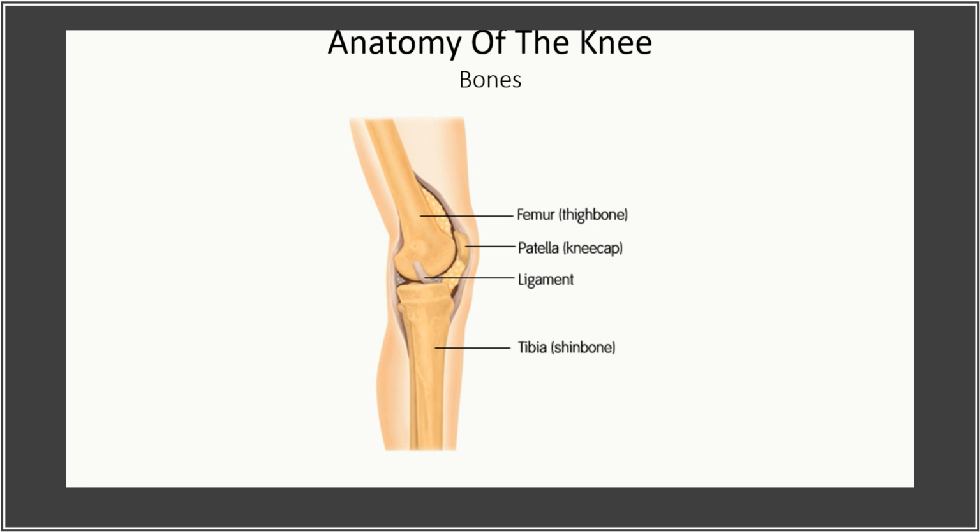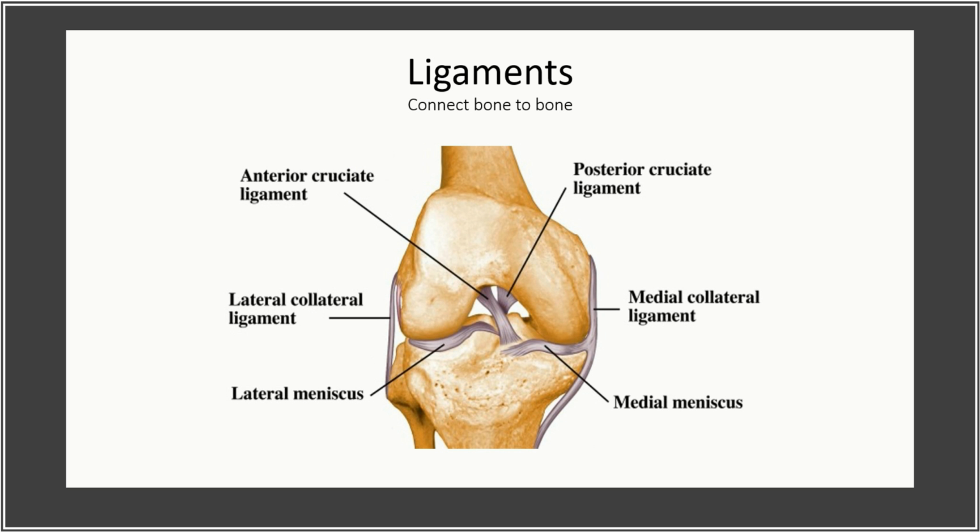First, we'll be talking about the bones that are located in the knee. First one is the femur, which is the thigh bone, patella, or the kneecap, and the tibia, also the shin bone. The ligaments are what connect bone to bone.